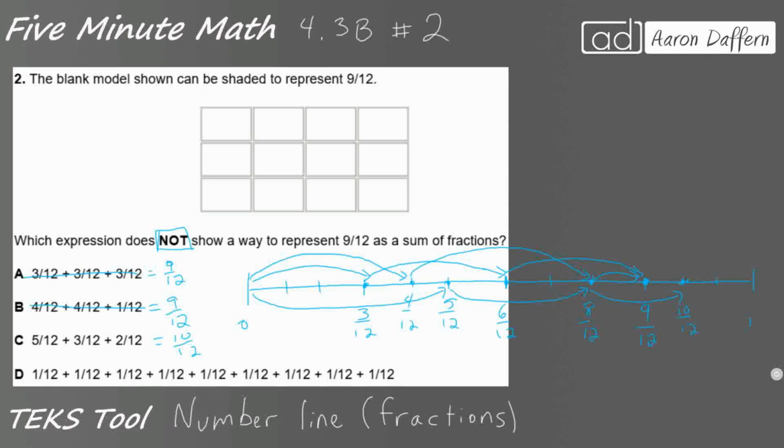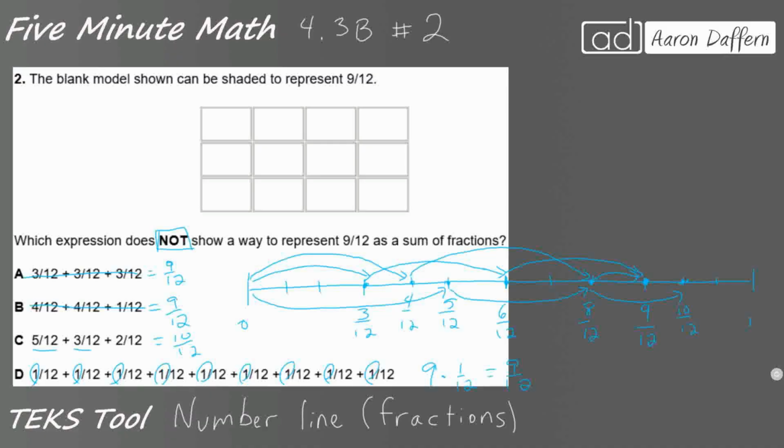Let's verify with D. Now, that's a lot of 1/12. What's going to help us here is let's just count how many 1/12 we have, because it's all the same. 1, 2, 3, 4, 5, 6, 7, 8, 9. So this is 9 sets of 1/12, and so we can figure out that is going to equal 9/12. It's going to be this one right here.